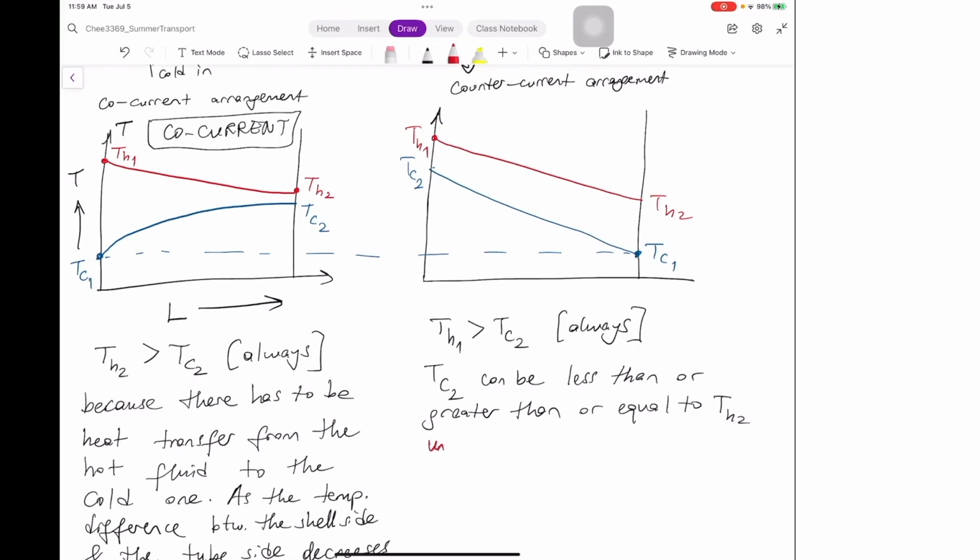Unlike in the co-current case. Unlike the co-current case. Yeah. Okay. Any questions so far? Okay, so let's move on for maybe 10 more minutes if you are okay with that.